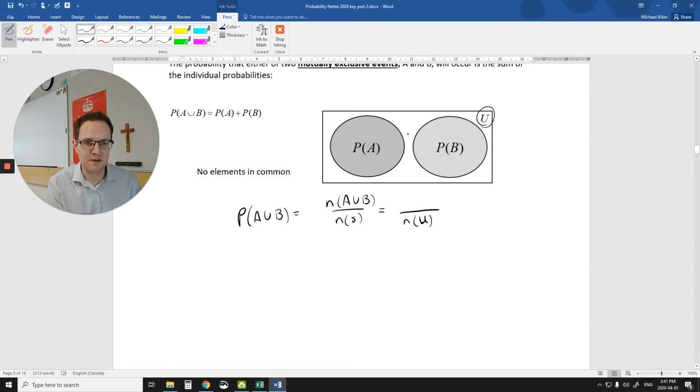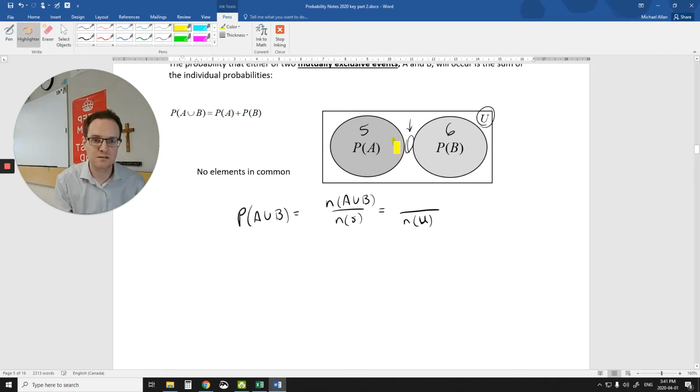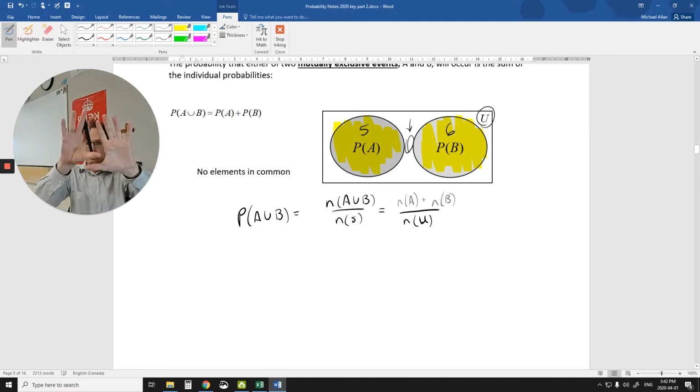So imagine this: if these are not crossing over each other, there's nothing in between them, they're not touching each other. If there were 5 things in this event and 6 things in this event, if I just said the union of those 2 boxes, I would be shading both of these boxes. Anywhere they cross over, I'd count all the spaces, but there's nothing in between. So overall, it's just whatever the number in A is, plus whatever the number in B is. As long as there's no overlap, I could just add the 2 numbers together.